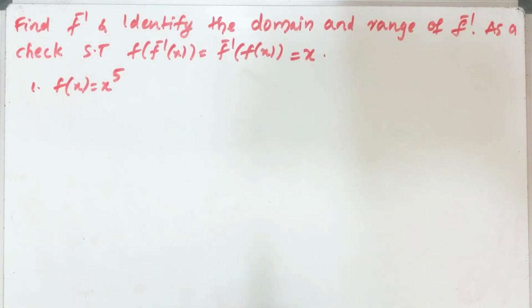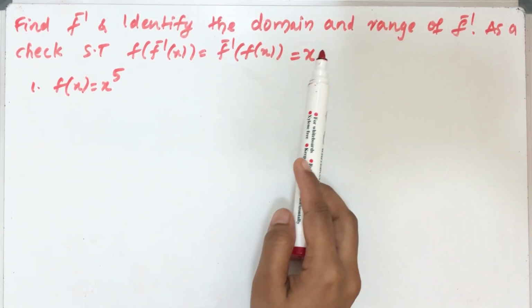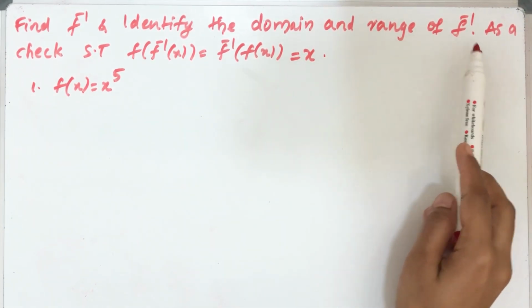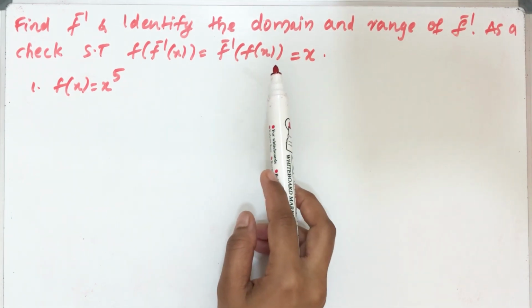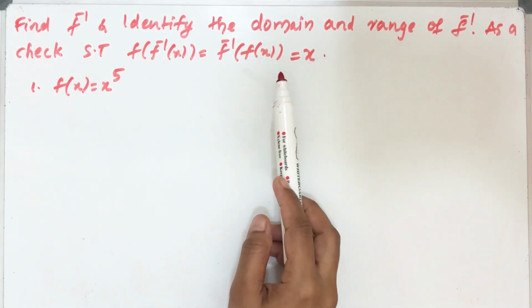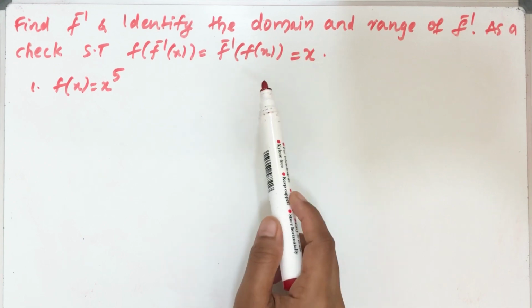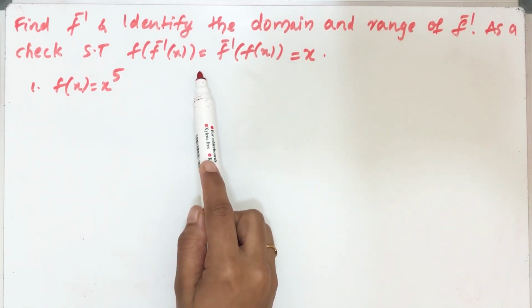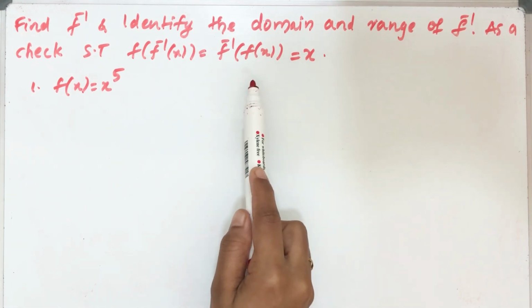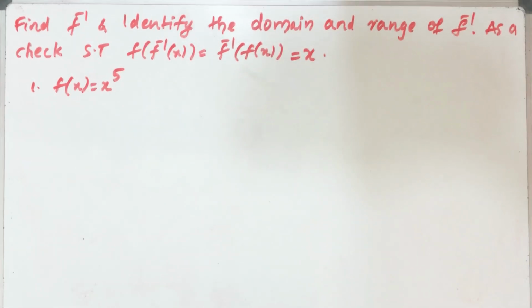Next question. Find f inverse and identify the domain and range of f inverse. As a check, show that f of f inverse of x is equal to f inverse of f of x is equal to x. We know that to check f and f inverse, we have to see f composite f inverse equal to identity and f inverse composite f equal to identity.